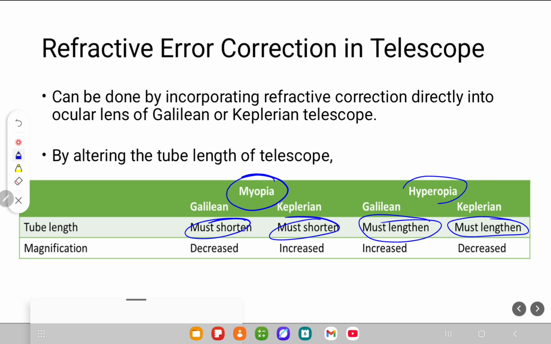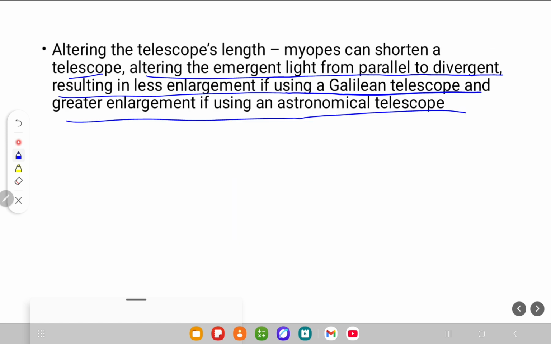But it's different in case of magnification. If you shorten the telescope, Galilean telescope magnification decreases, Keplerian telescope magnification increases. For hyperopia, if you lengthen the telescope, Galilean telescope magnification increases and Keplerian telescope magnification decreases. Sometimes it's very tricky if it comes in MCQs. Wait, let me tell you one simple thing and then you will understand.